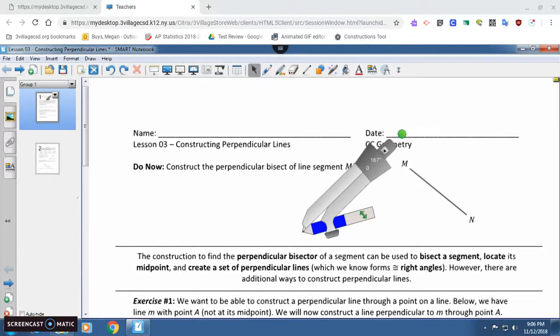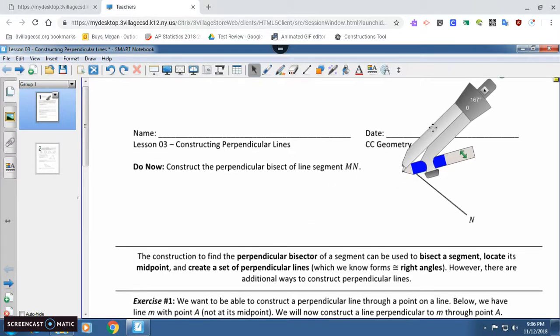Hello! In this video, we're going to look at how to construct perpendicular lines. Now, already we've dealt with one very popular type of perpendicular line. We've looked at a perpendicular bisector. Remember, perpendicular means a line is intersecting another line to make right angles, and a bisector means a line segment's being cut in half.